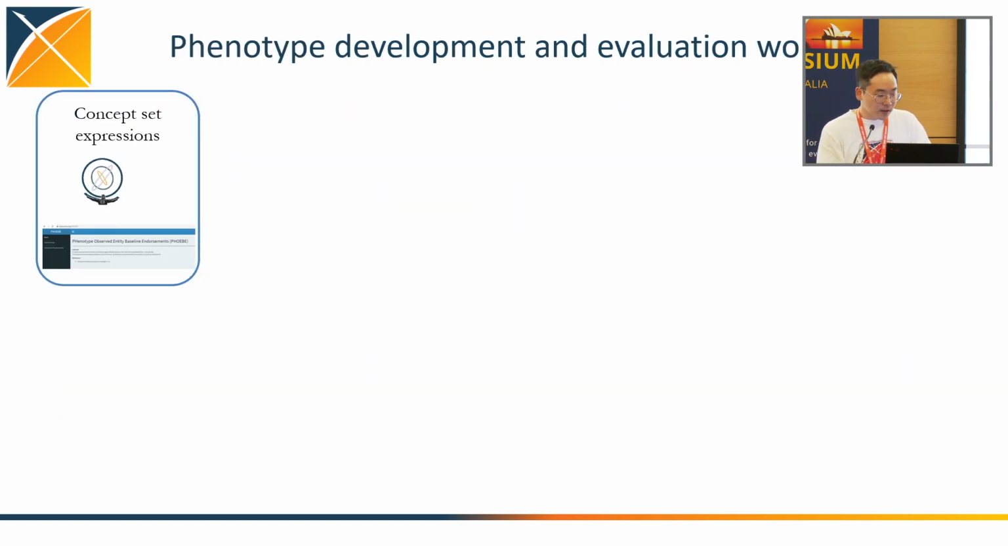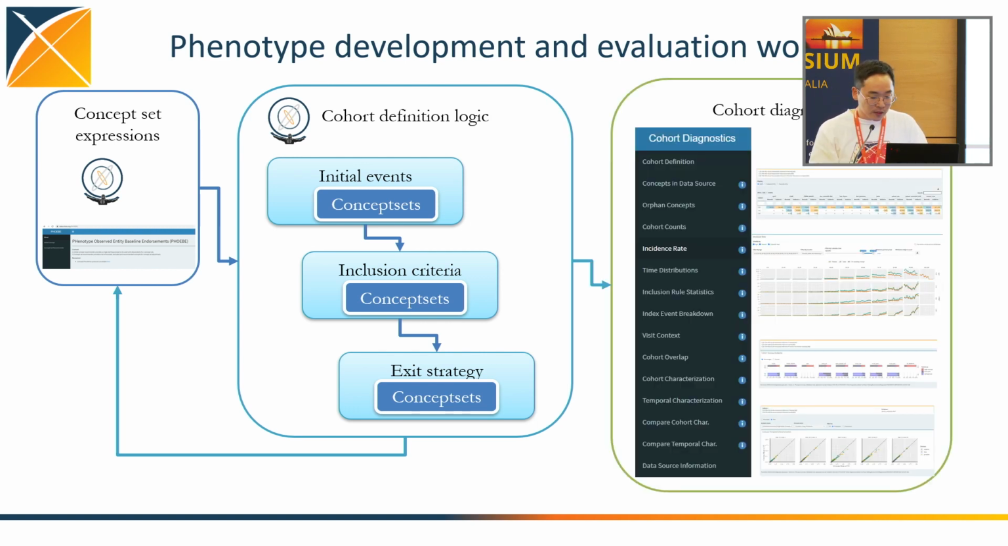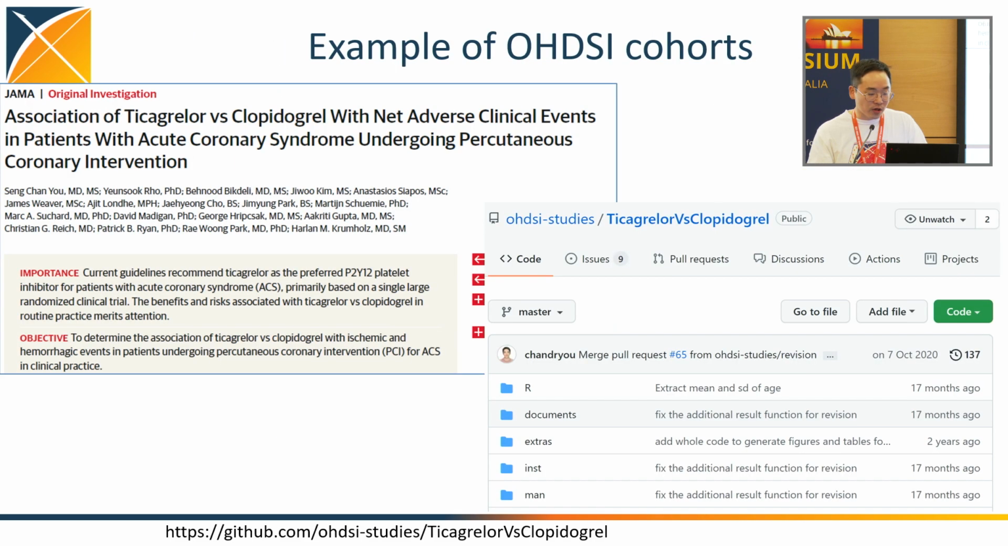So you can define the concept sets, and by using concept sets, you can define the initial event, inclusion criteria, and exit strategy. When we define the cohorts, you can modify the concept set. And after diagnostics of cohorts, you can modify the definition logic or your concept sets. In OHDSI studies we make everything open and public, and there are many examples of cohorts in the OHDSI GitHub.